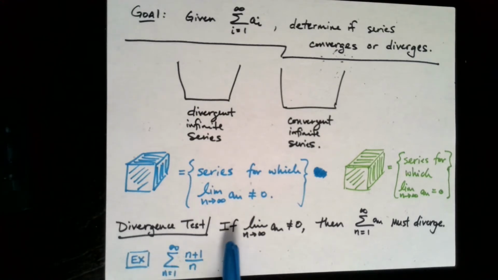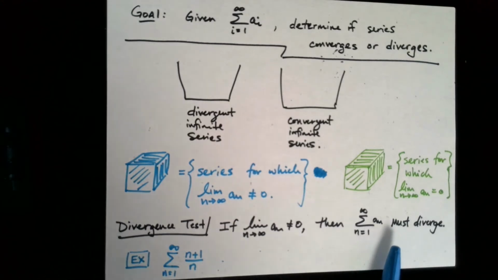So the divergence test essentially looks not at the sum of the terms, but at the terms in this series themselves. So let's look at the individual terms of the series, and if the terms in the series do not approach 0, then I claim the sum must diverge. And actually, let me use an example to demonstrate this. So here is a series.